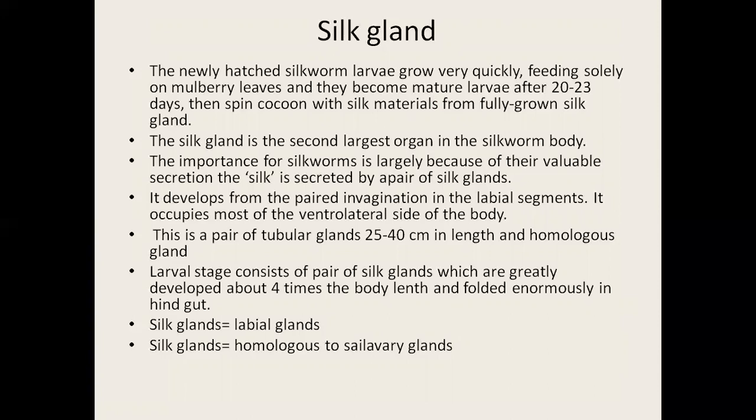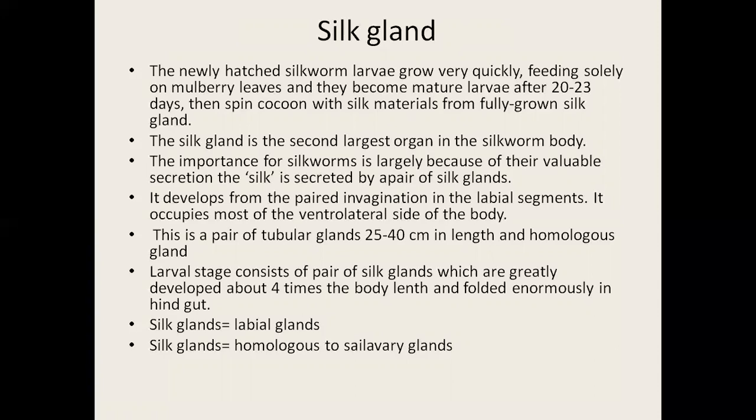The silk gland is very greatly developed, about 4 times the body length, and folded enormously in the hindgut. It develops from the paired invagination of the labial segments. It occupies most of the ventrolateral side of the body.